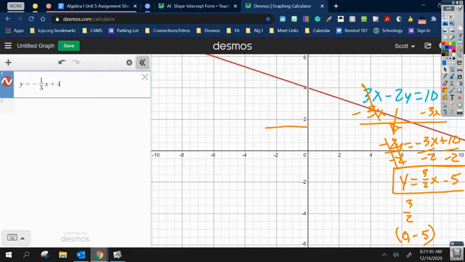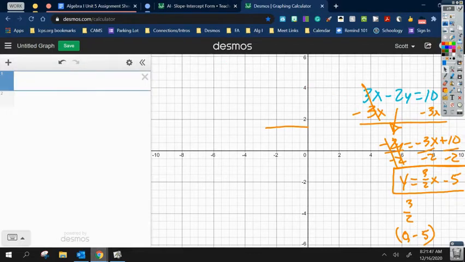The nice thing about checking in the Desmos calculator is you don't have to solve in order for it to check. 3x minus 2y equals 10. And you'll see the y-intercept is clearly 0, negative 5, and the slope, if you want to count, is up 1, 2, 3 over 1, 2. So you can see the slope is up 3 over 2.